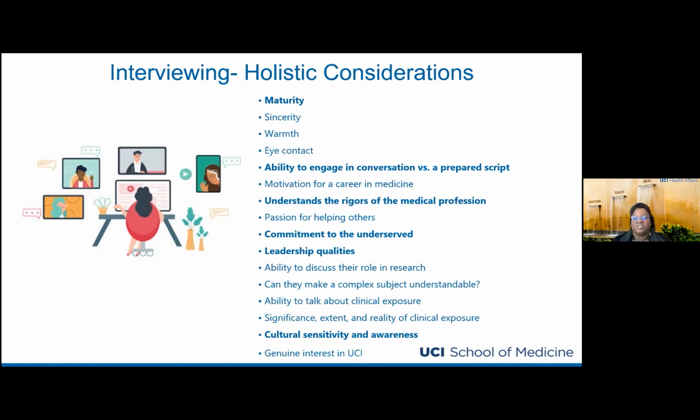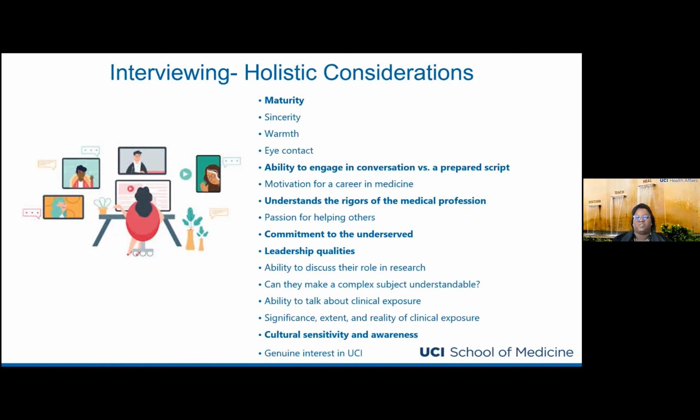So here's some additional holistic considerations. These are considerations we use at the UME level. Once again, lots of opportunities for overlap here with GME, and many things, as far as that competency level with the AAMC's model. Of course, motivation for a career in medicine is important for us, for someone coming into medical school. There could be different considerations for someone going from medical school training into a residency program, but things that we appreciate, everything, of course, on this list, but maturity, sincerity, ability to engage in conversation versus a prepared script.